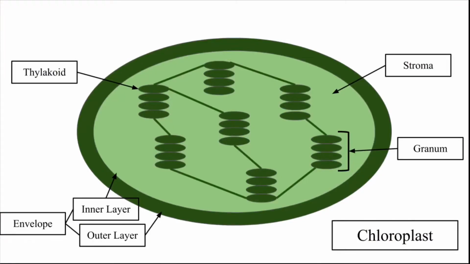Photosynthesis happens in the chloroplast of the plant cell. The makeup of the chloroplast is an inner and outer layer, which are called an envelope. In the inner layer, there are layers of thylakoids. A whole layer of thylakoids is called a granum, and the area around the thylakoids is called the stroma.